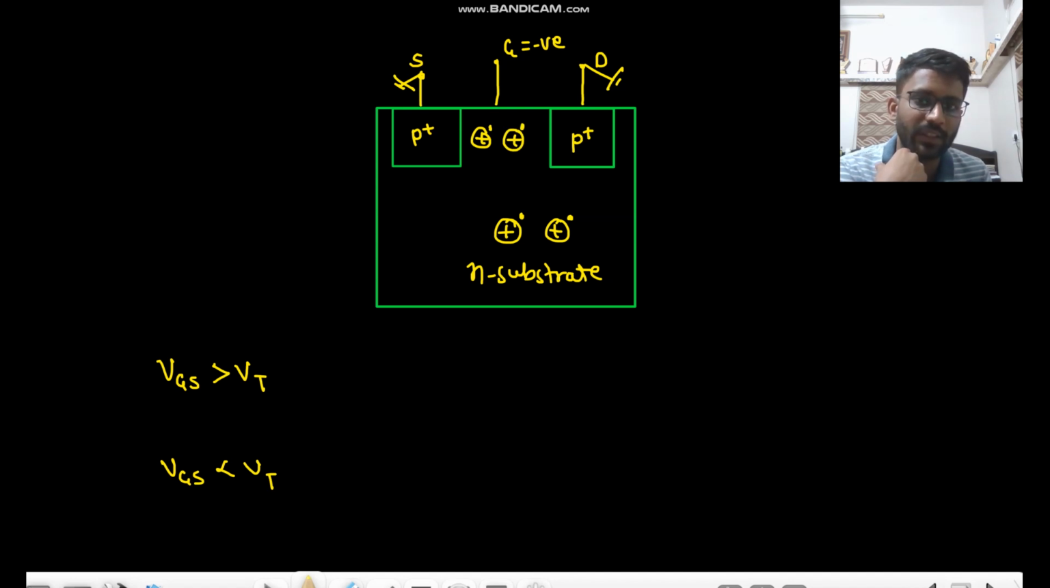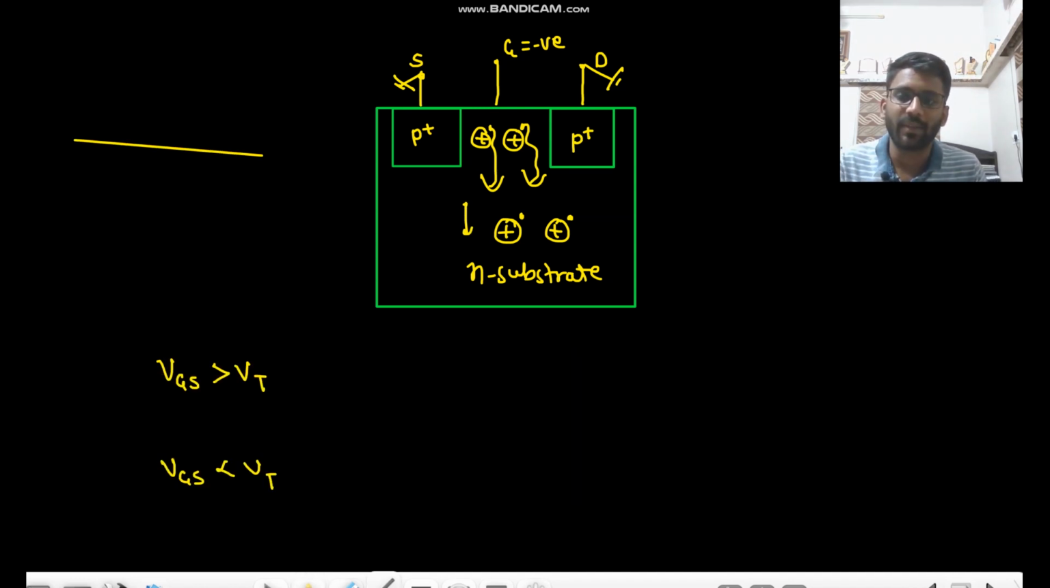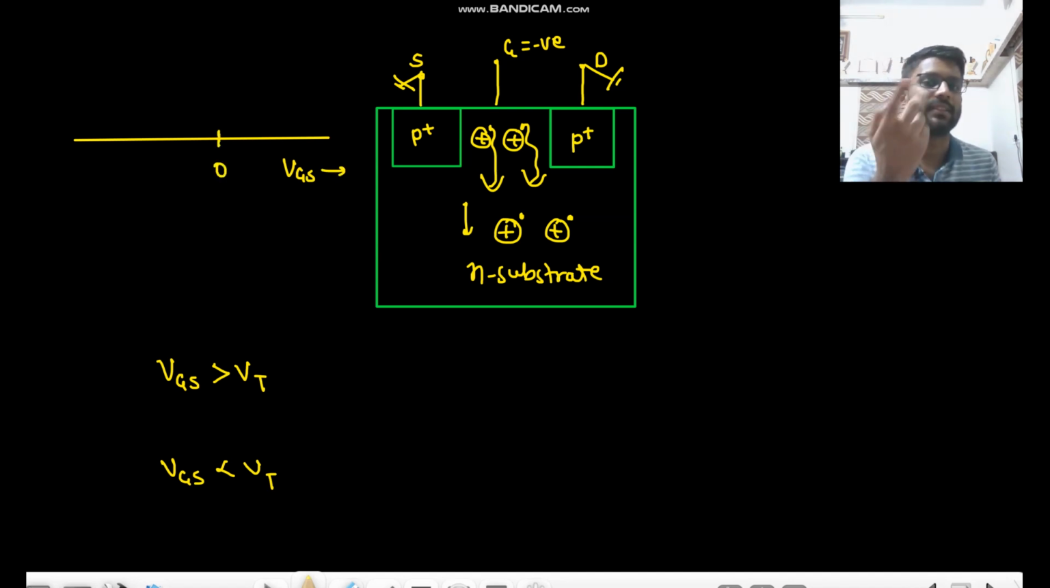So this negative voltage, what will it do? It will repel the electrons, right? So electrons will go downward. Now, many people will get confused, so I have to make a scale. This is the scale for VGS, and here we are at 0. The gate is at negative potential. Now we are applying more negative values.